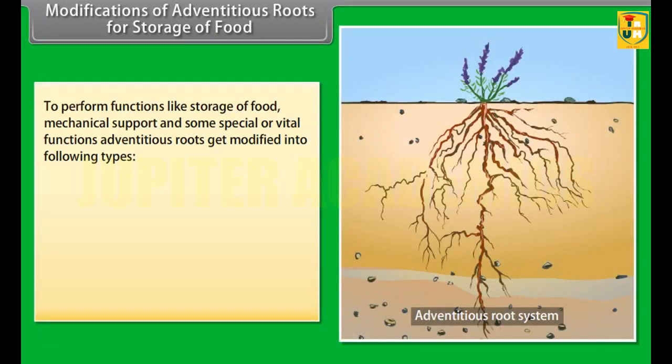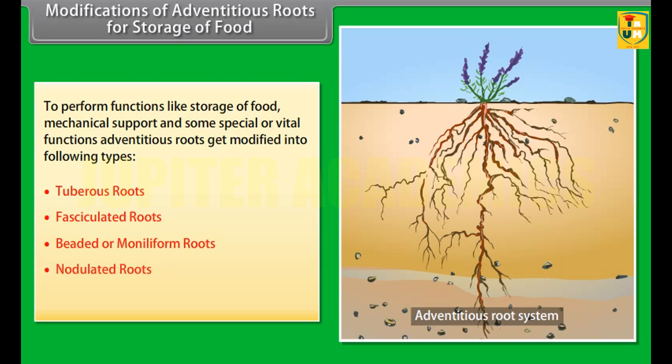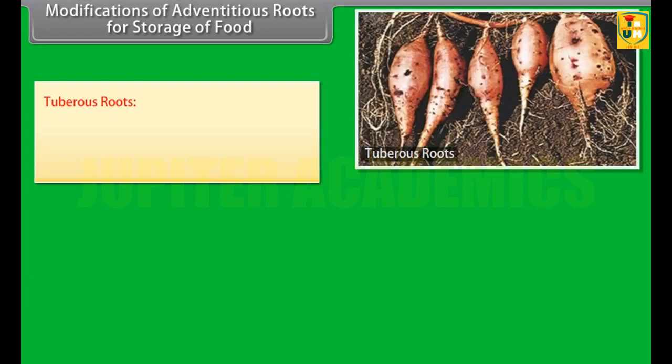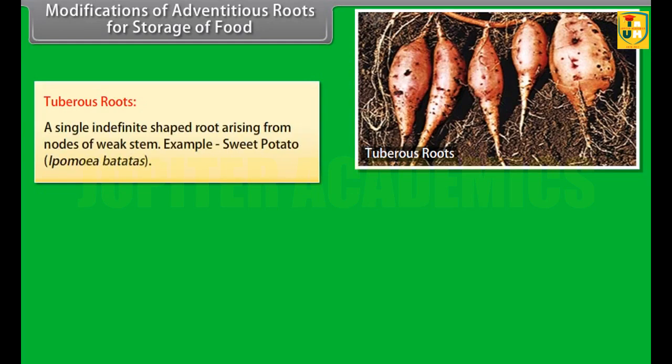Modifications of adventitious roots for storage of food. To perform functions like storage of food, mechanical support, and some special or vital functions, adventitious roots get modified into the following types. Tuberous roots, fasciculated roots, beaded or moniliform roots, nodulated roots, annellated roots. Tuberous roots. A single indefinite-shaped root arising from nodes of weak stem. Example, sweet potato.